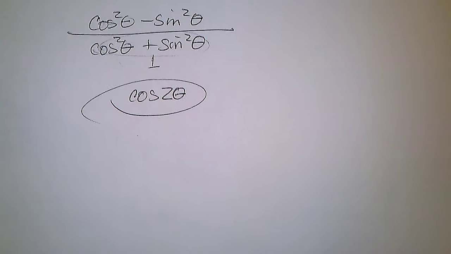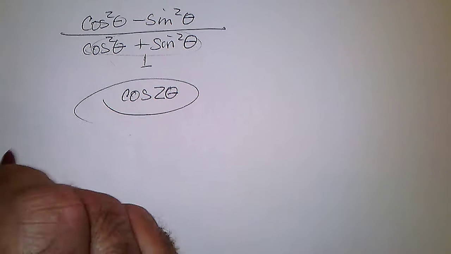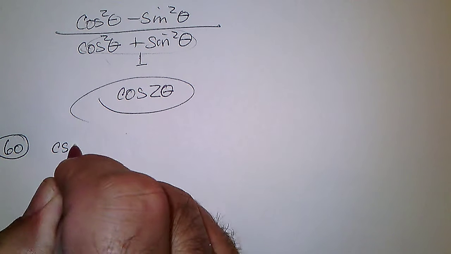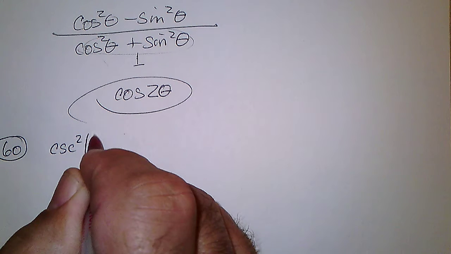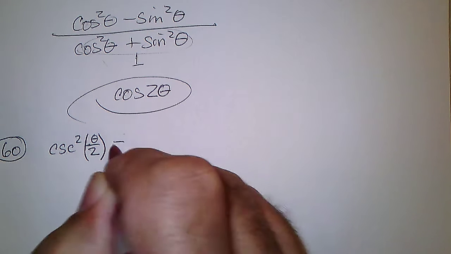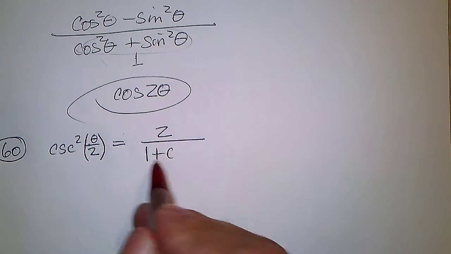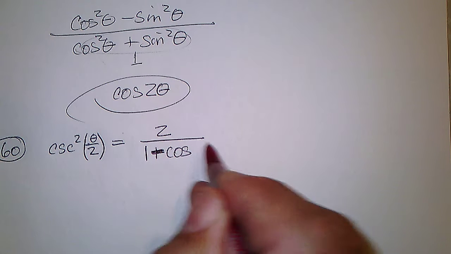Okay, that was 50. The next one is 60. And it is cosecant squared of theta over 2. And we're supposed to show that comes out to be 2 over 1 minus cosine theta.